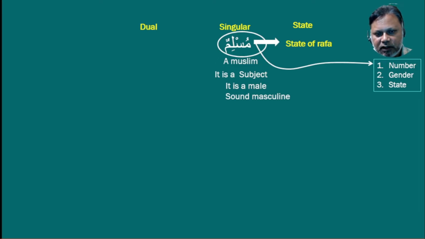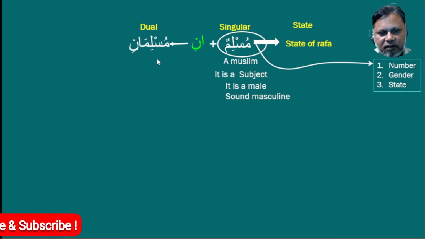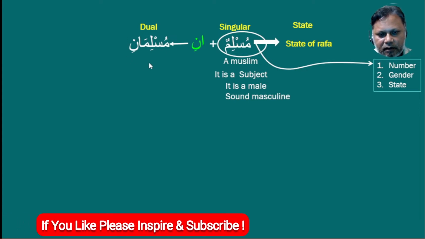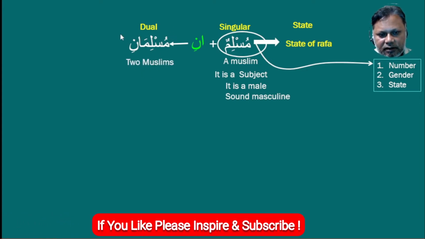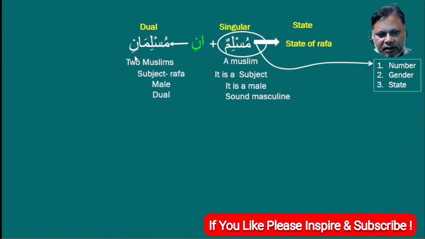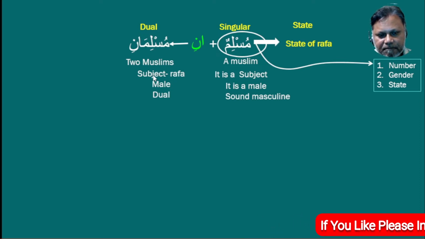Now, if we want to make this noun dual, then we have to add ani, that we have learned already. Now we will get Muslimani. Now whenever we see this word Muslimani, then we understand that it is two Muslims. We also understand that it is a state of rafa, means it is also a subject, and it is male and it is a dual noun.